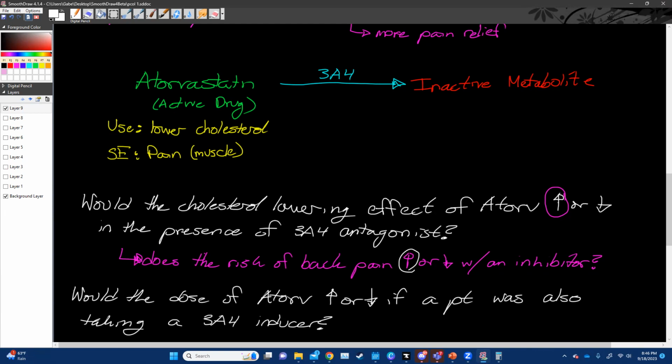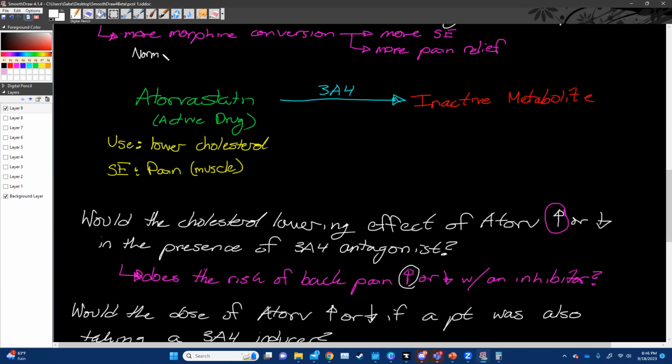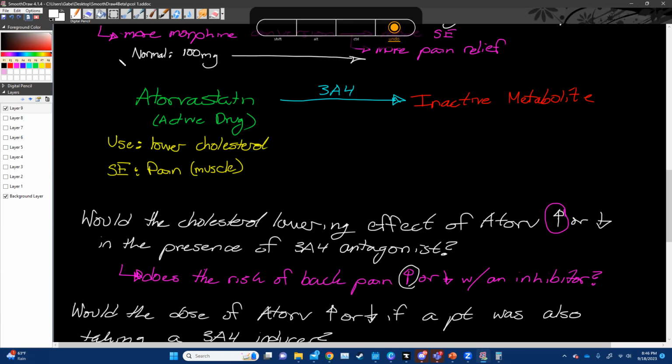Increase, decrease. Let's see. So let's say that under normal conditions, we give 100 milligrams. I don't know what the bioavailability of atorvastatin is, and it doesn't really matter as long as I use the same number. Let's say that the enzyme, every hour, chips away 25% of the drug. So after 1 hour, 75 milligrams is left.